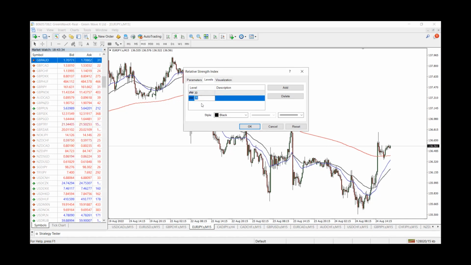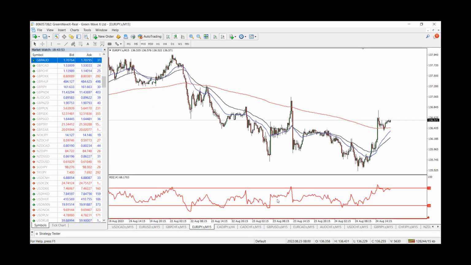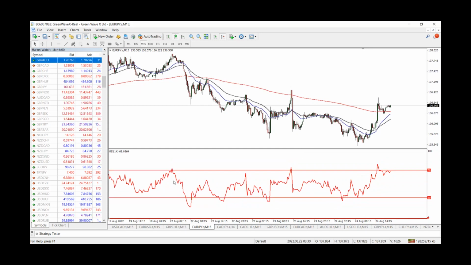All right. So another thing, I also like putting the midpoint, which is 50. But really it's not that needed now. So I just do not use it. So that's it. Okay, let me use red. Now this is it. Can you see this is it?